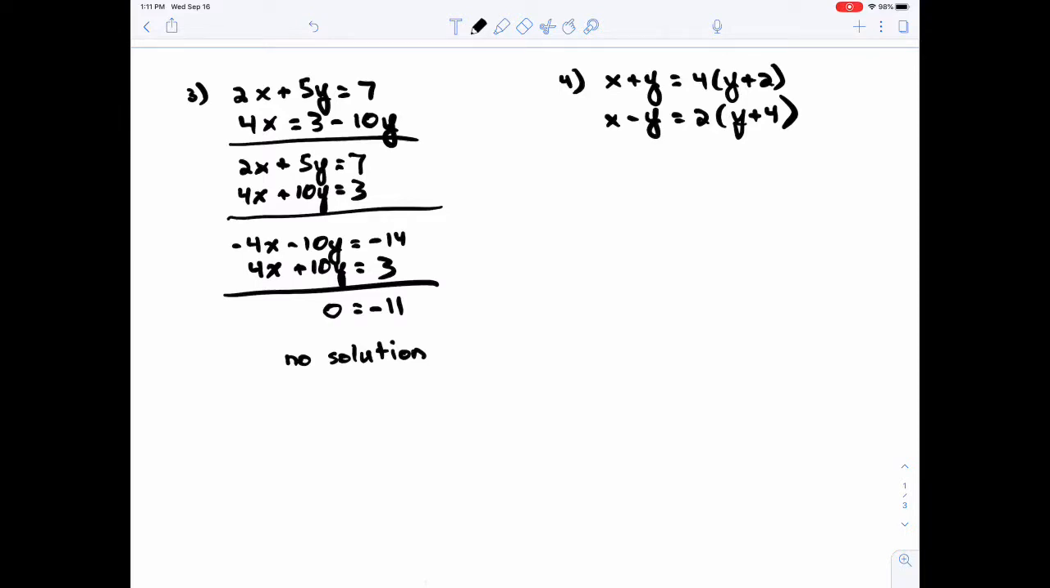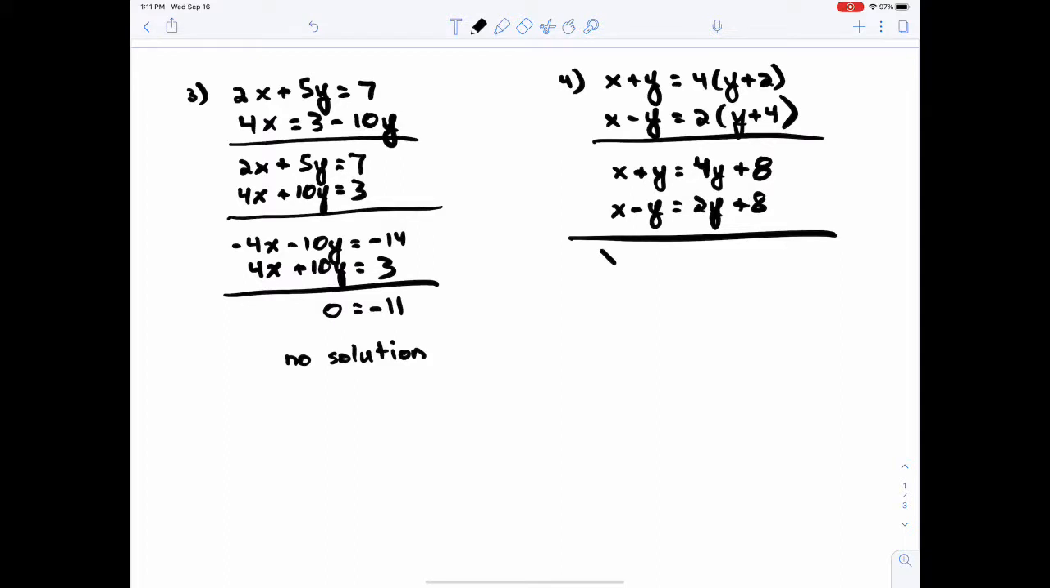So let's take x plus y equals 4y plus 8, and x minus y equals 2y plus 8. Let's get the x and the y on the same side. So we get x minus 3y equals 8, and on the bottom, we get x minus 3y equals 8.